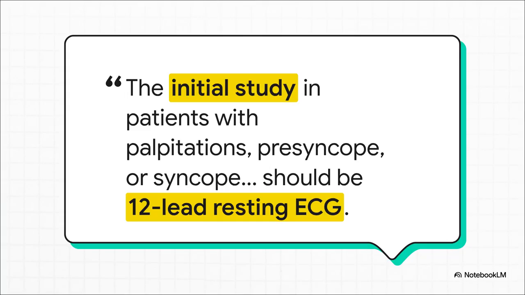Always, always, always start here. Even when the patient feels totally fine sitting in your office, the 12-lead ECG can give you these crucial underlying clues, things like pre-excitation, which is an extra electrical pathway, or conduction delays that can slow the heart way down. It can even show signs of underlying structural problems.